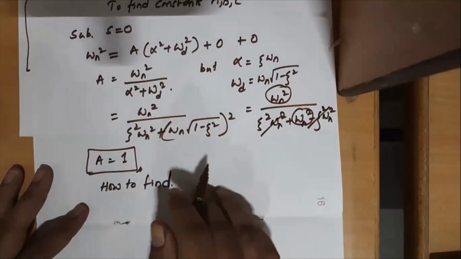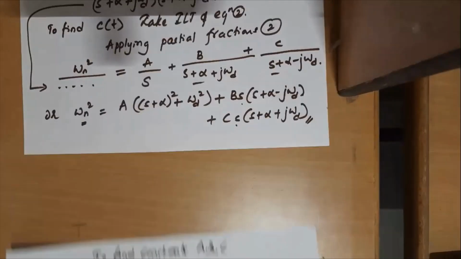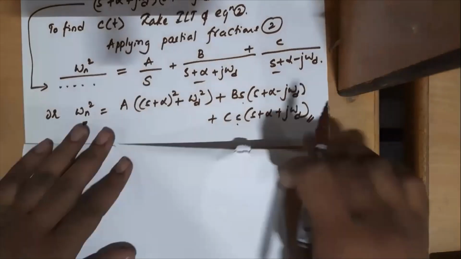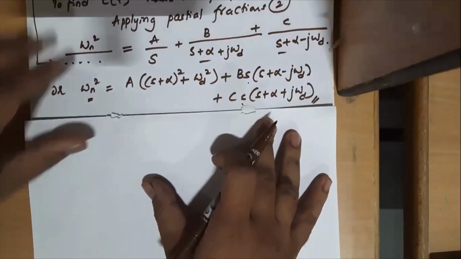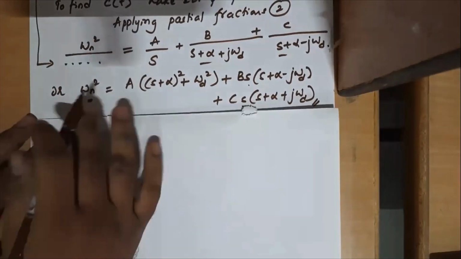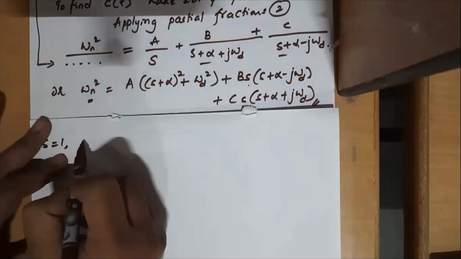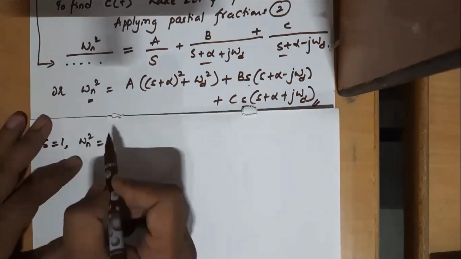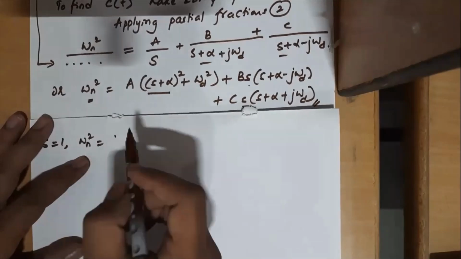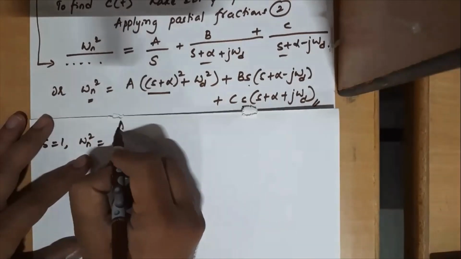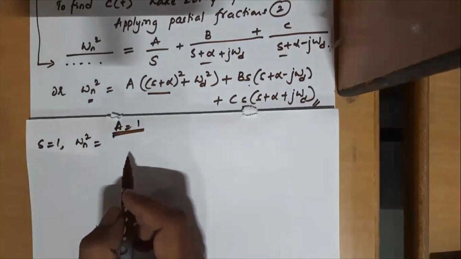Next, how to find b and c. Again there are different steps or methods you can follow, but if your mathematics is correct, we both will end up with the same answer. So I'll follow the previous steps. Substitute s equal to 1. Observe carefully, we already have a equal to 1, so I'll replace a by 1 and then proceed.